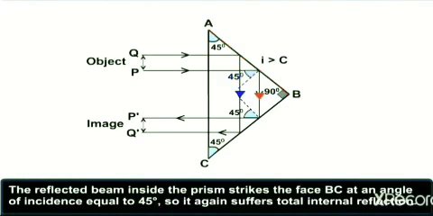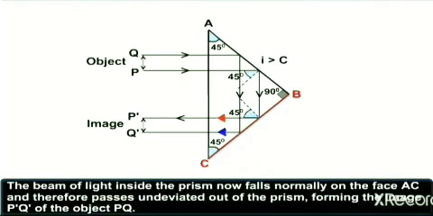The reflected beam inside the prism strikes the face BC at an angle of incidence equal to 45 degrees, so it again suffers total internal reflection. The beam of light inside the prism now falls normally on the face AC and therefore passes undeviated out of the prism, forming the image P'Q' of the object PQ.